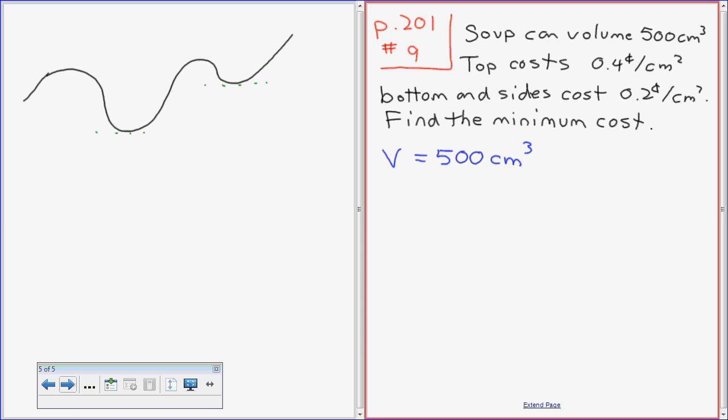What are we going to assume the equation for a soup can is? The volume: pi r squared times height. Okay, so there's what I know. The volume of the soup can is 500 and I have pi r squared h.